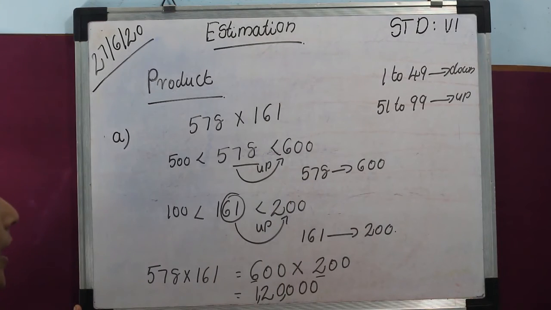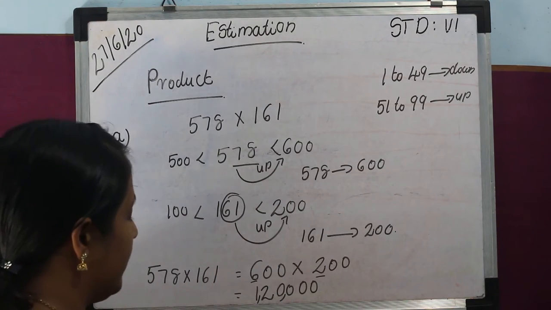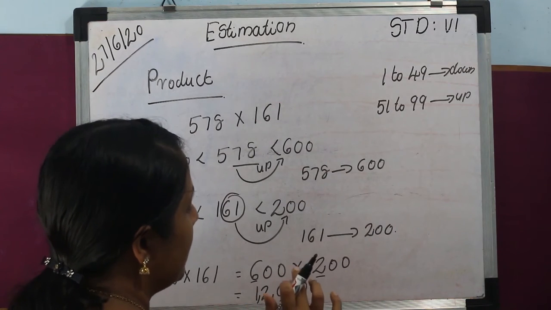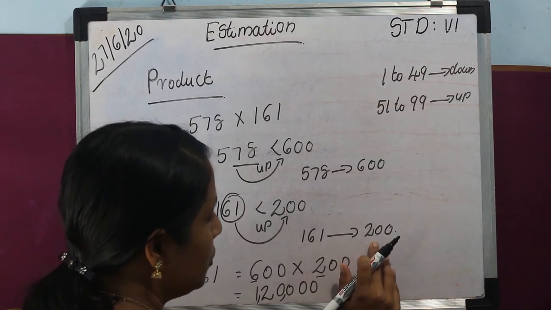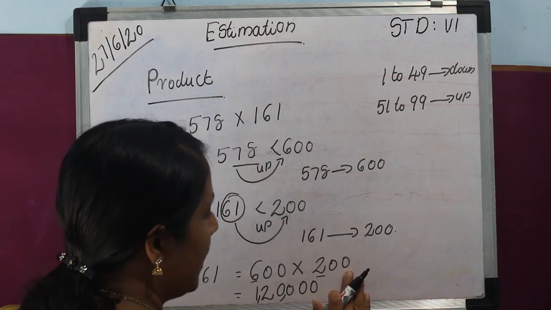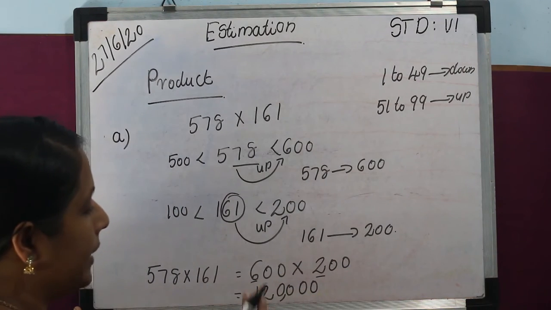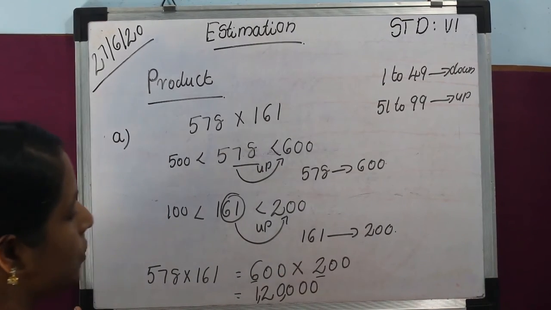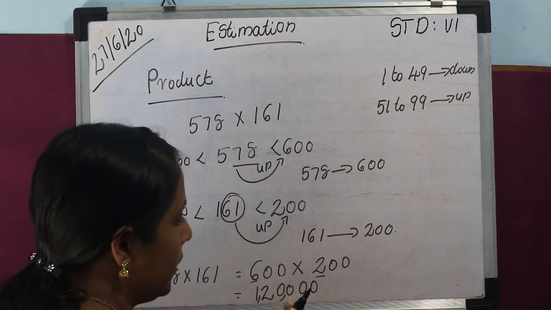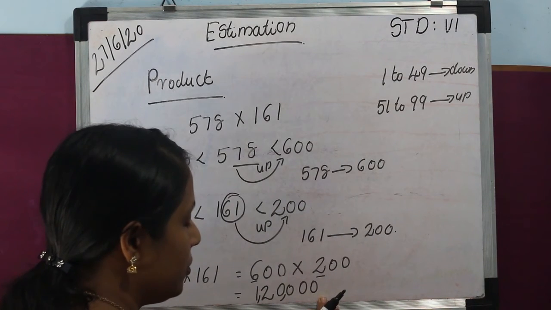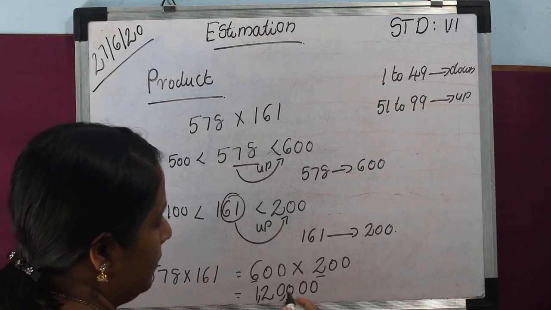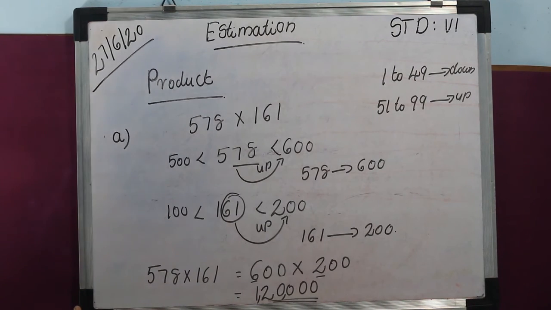Then write the question 578 multiplied by 161. In the place of 578, we now get the number 600. And 161 is rounded up to 200. Therefore, 600 multiplied by 200. First, we write the numbers only, that is 6 and 2. We know that 6 2s are 12. Then write the 12. Then here 2 zeros, and here also 2 zeros. So we get the number 1,20,000. Okay.